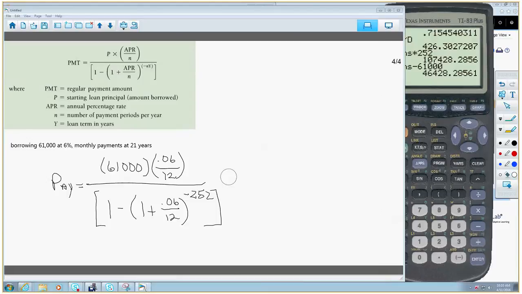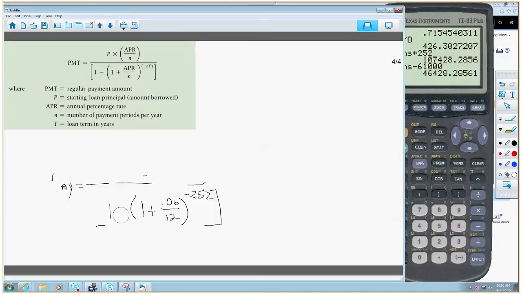All right, let's do another. Let me just erase all this. And I'm going to bring in another problem. Let me just go to the problems. I'll put the problem on the board.